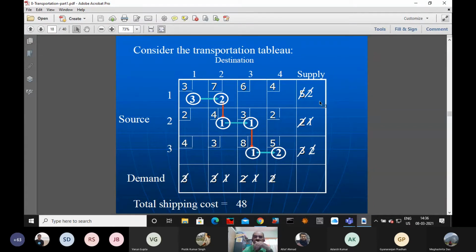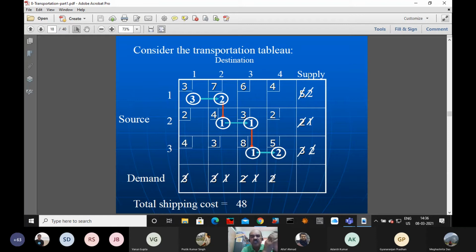In the first row, what is happening? Out of 5, 3 units we have taken. So how much is left out? Only 2 units left out. So these 2 remain. Now this transportation matrix we have reduced. One column we have already dropped, the first column has gone. Now there are 3 columns, second, third and fourth, and we have 3 rows, first, second and third.